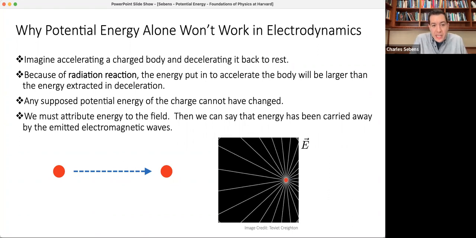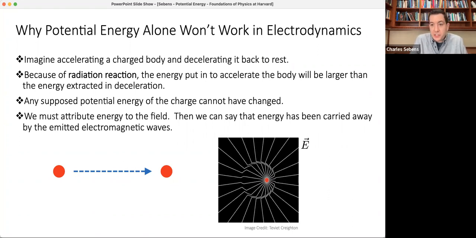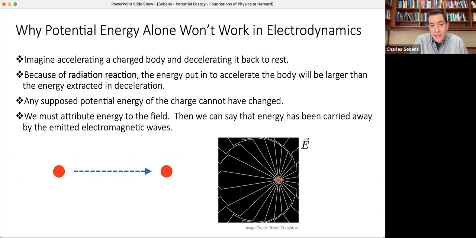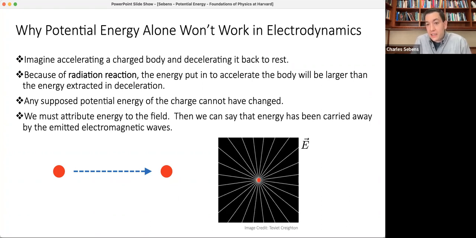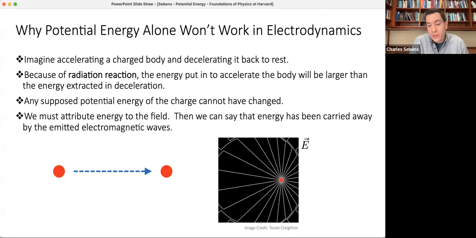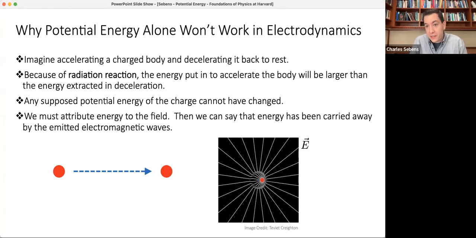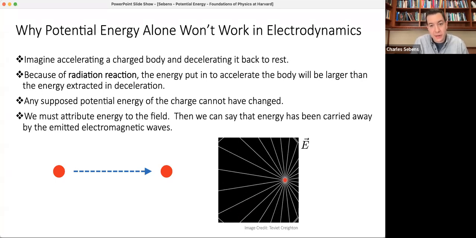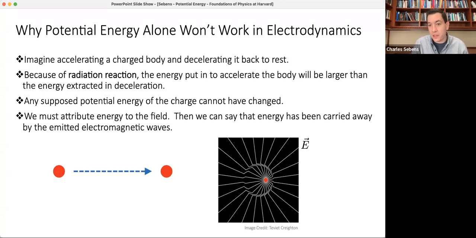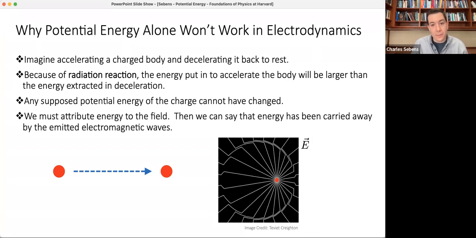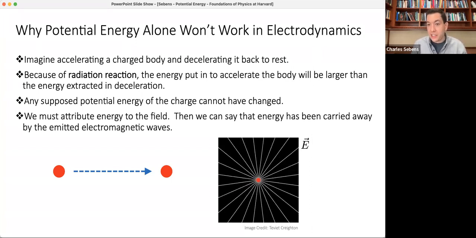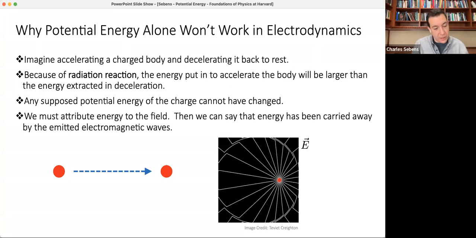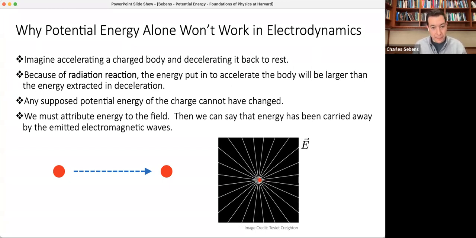It doesn't seem like there's any way that the potential energy of the charge could have changed. It starts at rest and it ends at rest. Yet the amount of work that you put in is going to be more than the work that you get out at the end. So it takes more energy to accelerate the body than the energy you're going to get back from the deceleration. That's because of this radiation reaction effect. Okay, I'll get into more detail on radiation reaction later.